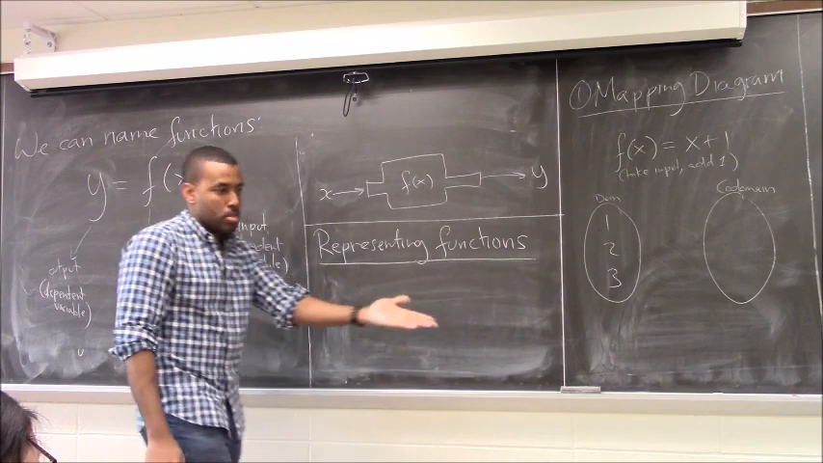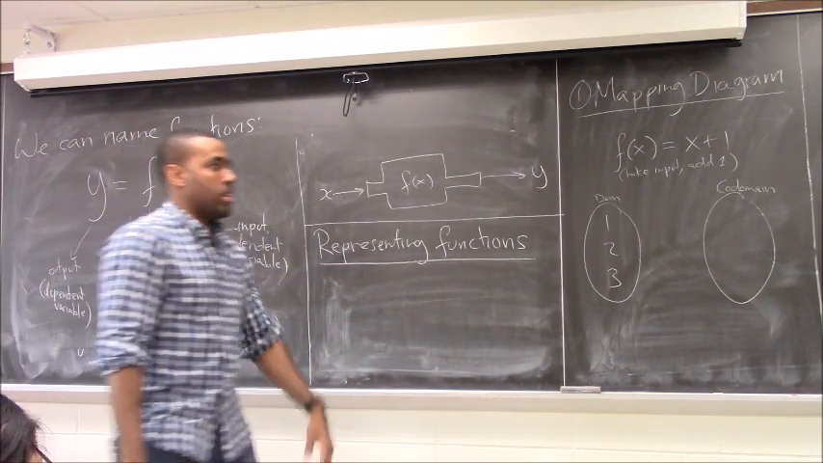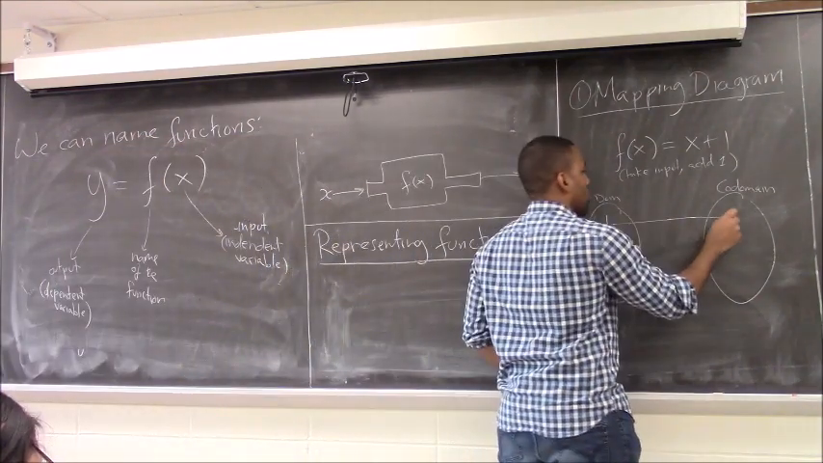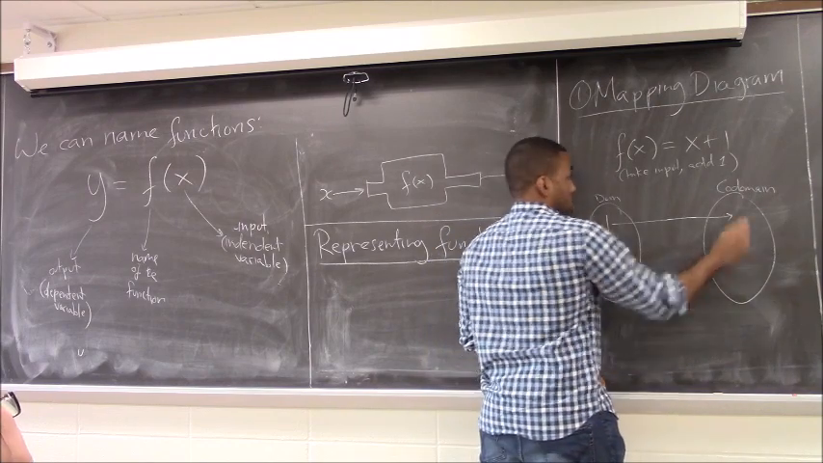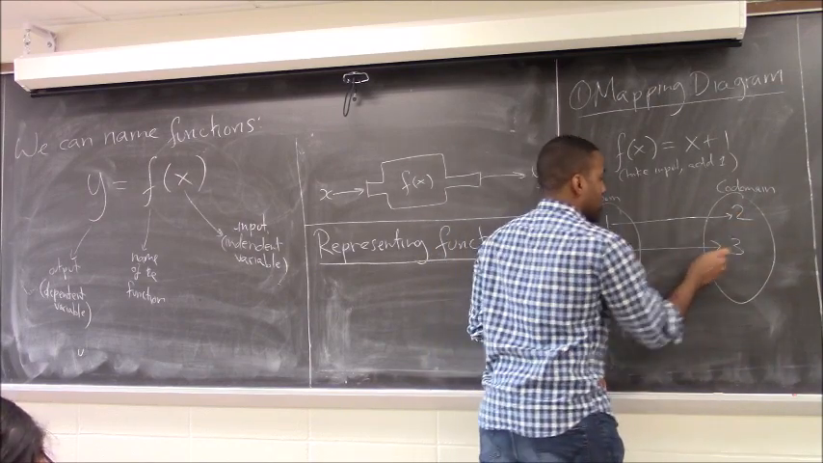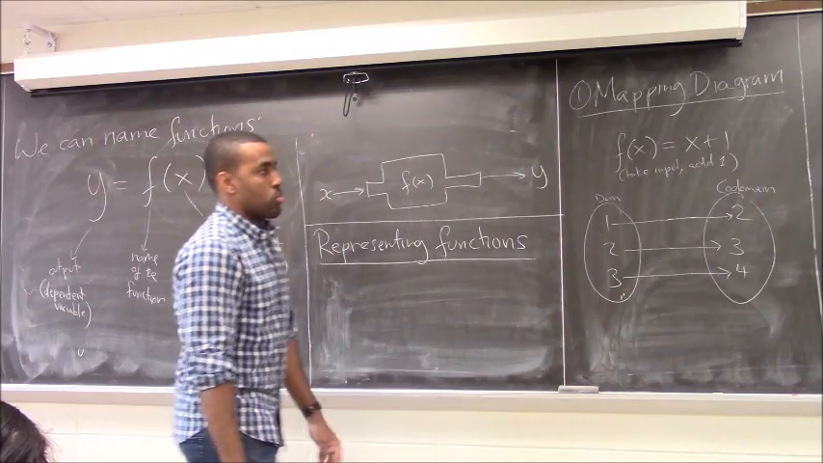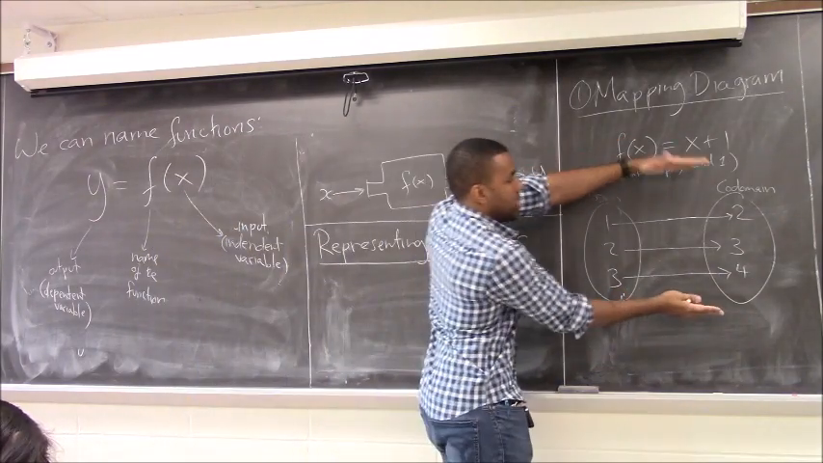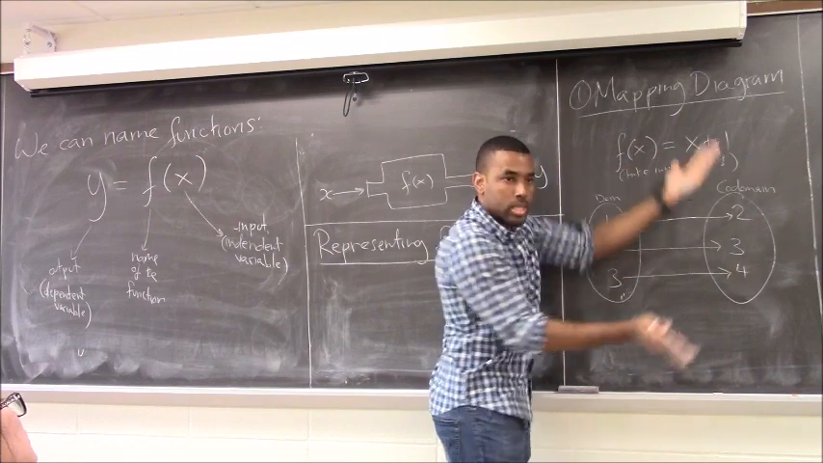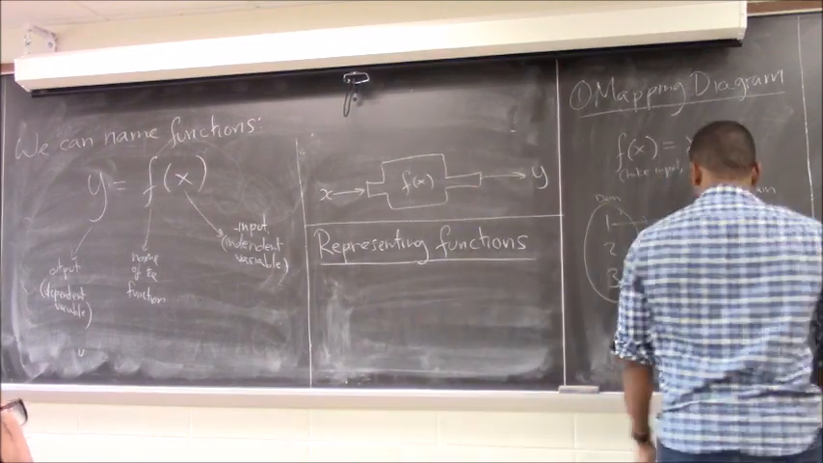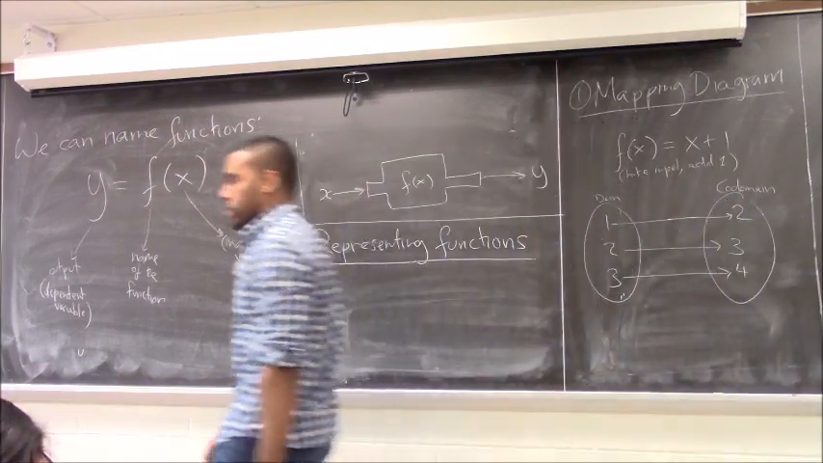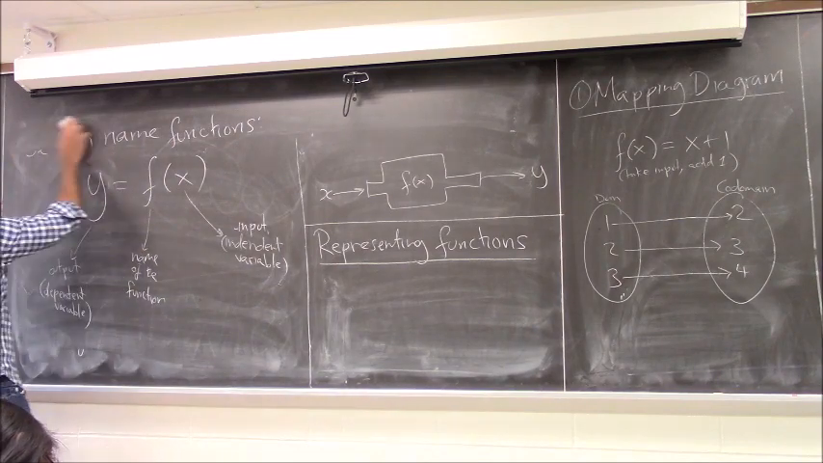You give me something, what I'm going to do is I'm going to add 1 to it and tell you the output. So 1 would be connected to what? 2. 2 would be connected to 3, 3 would be connected to 4, and so on. Okay? And that's a rule. And I can represent that rule by actually drawing this picture, writing out a few examples. That's one way to represent a function. It's not going to be very common for us to do that in this class, but it's possible.